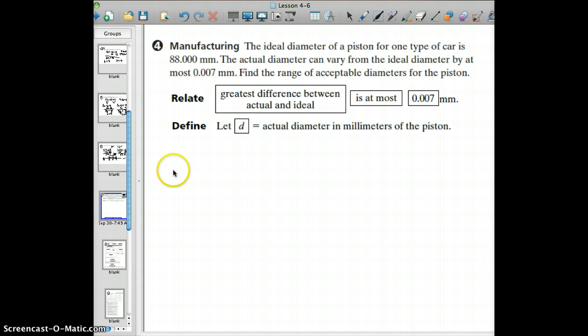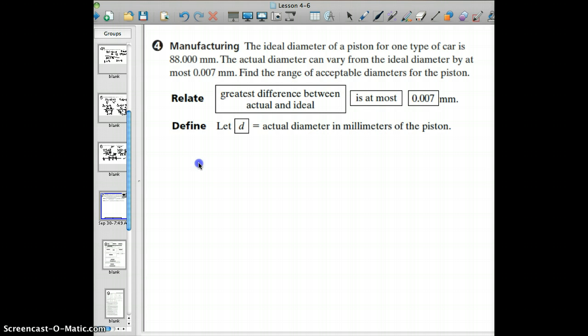A manufacturer has the ideal diameter of a piston for one type of car to be 88 millimeters. The actual diameter can vary from the ideal by at most 0.007 millimeters. So what we want to do here is write our own inequality, and we're going to write this as an absolute value inequality. We're going to let D equal the actual diameter in millimeters of the piston. Notice how we've defined our variable here. It's very important that you are precise in the description of your variable.